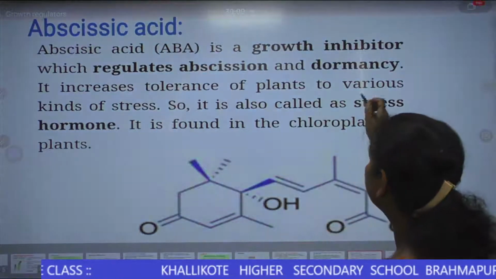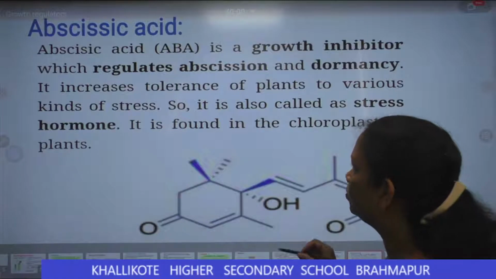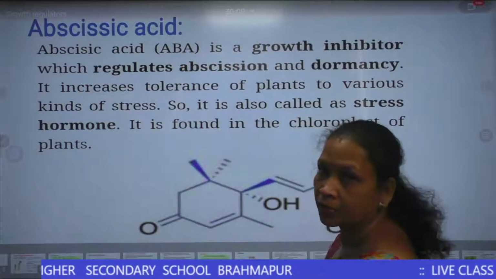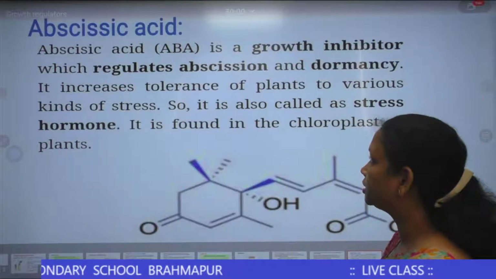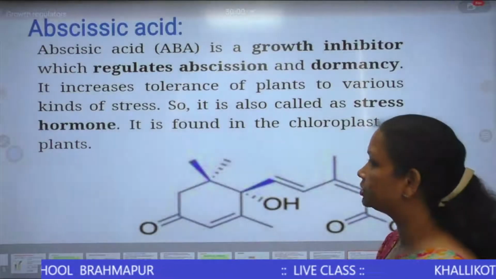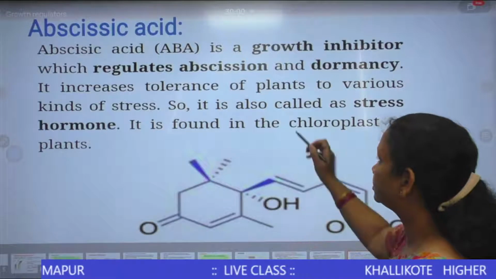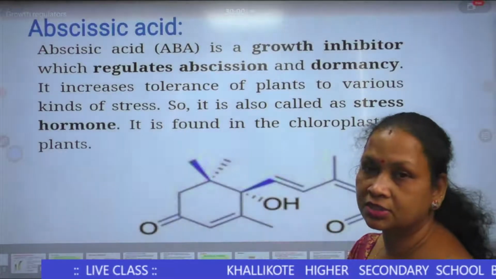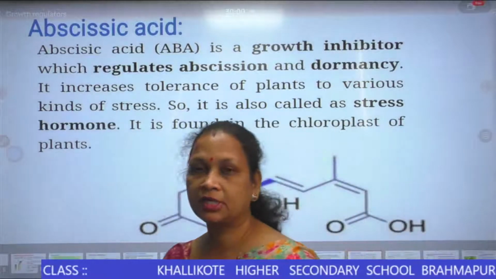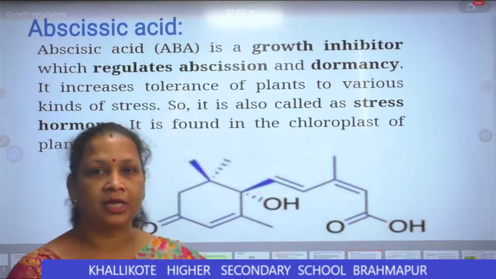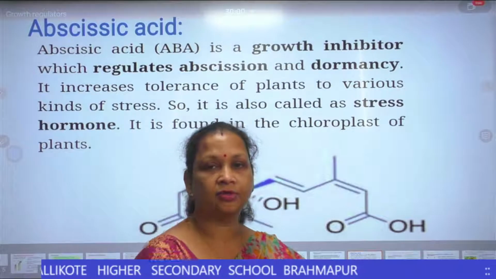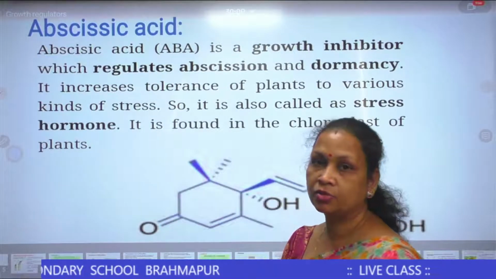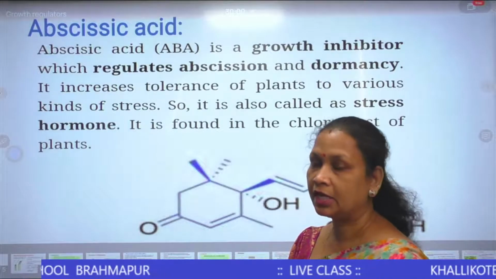But these activities also have to be regulated by a compound, and that compound is abscisic acid. Abscisic acid is a growth inhibitor which regulates abscission and dormancy. Abscission and dormancy is mainly regulated by abscisic acid. It increases the tolerance of plants to various kinds of stress.